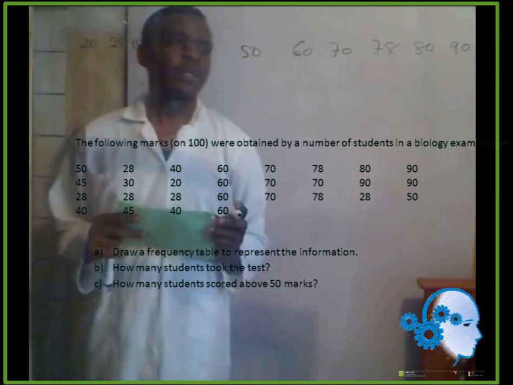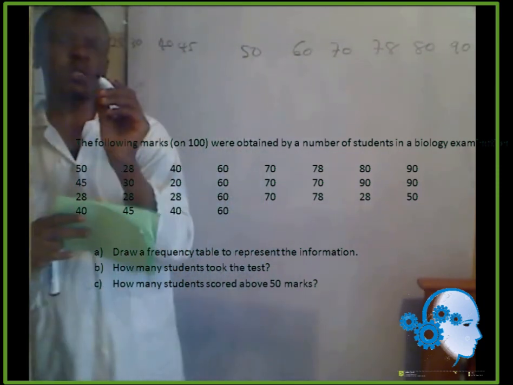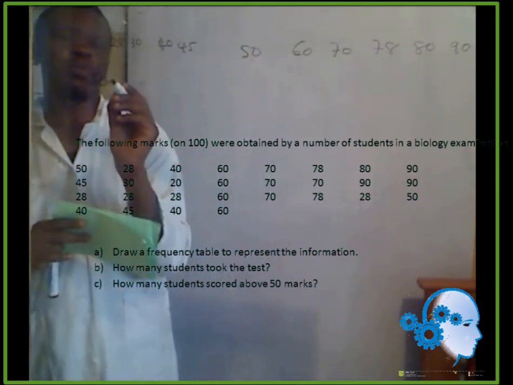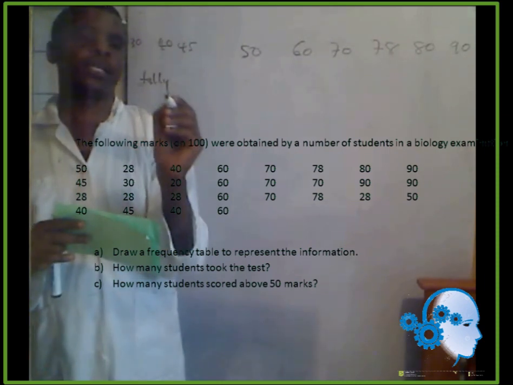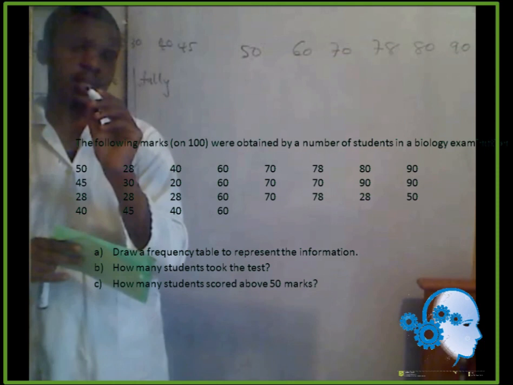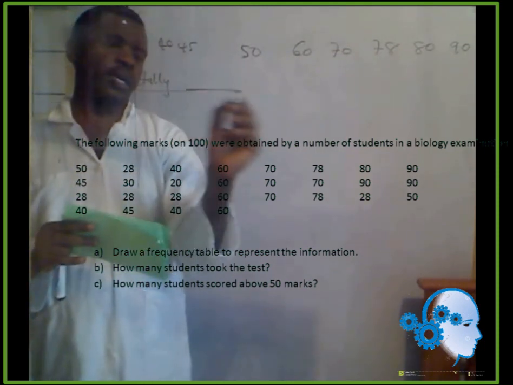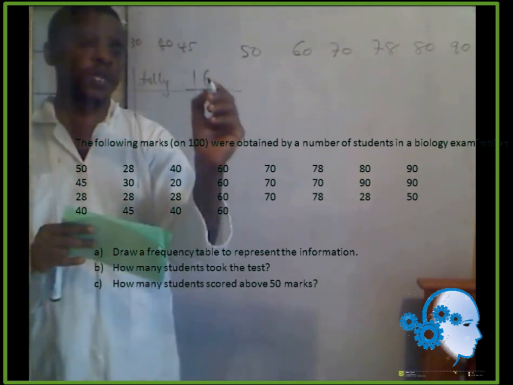So to draw my frequency table, I start with a score, tally, and then here I have the frequency.